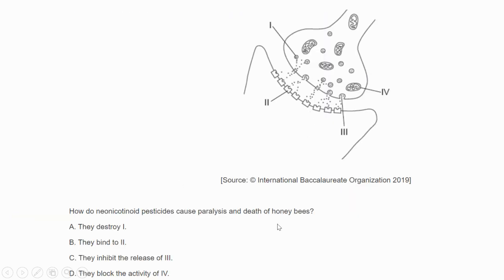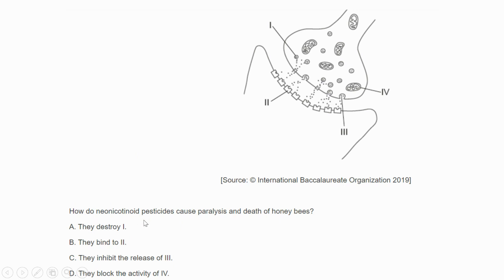One more. This is another picture of a synapse. We've got our presynaptic cell, our postsynaptic cell. I'm going to encourage you to pause the video, read the question, and give it a shot. Okay, I'm back in. I'm going to discuss the answer now.